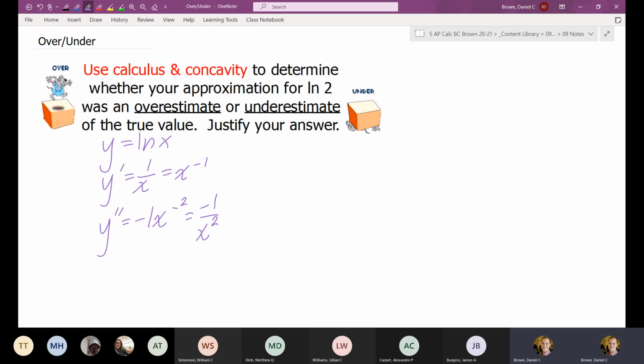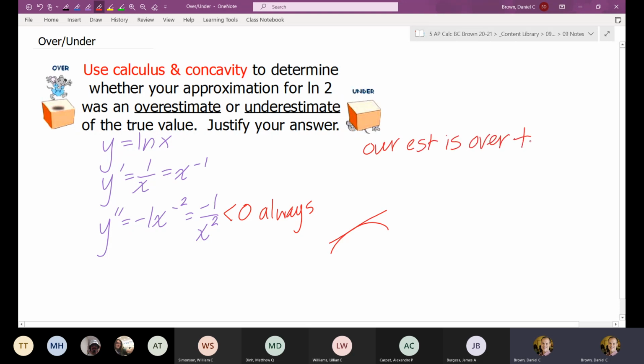Concave down. So the function is always concave down. The second derivative we know is always going to be less than 0, because we have a negative number divided by something squared. So basically we know that for our estimate for the natural log of 2, if the graph is concave down, the tangent line is above it. So our estimate is over the actual value, because the natural log of x is concave down.